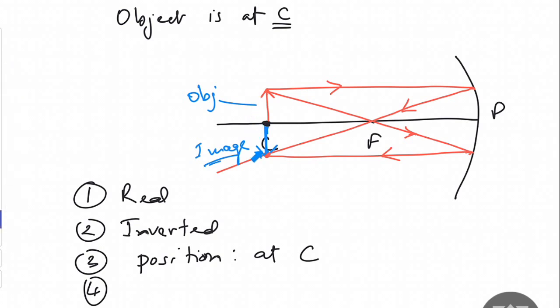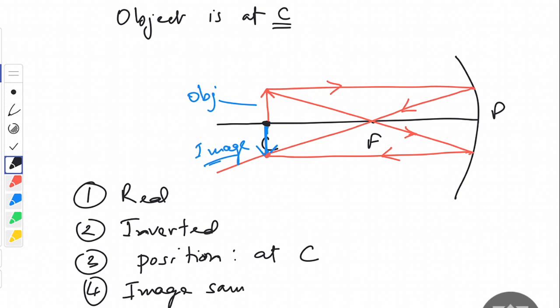And fourth, I have not proven it to you, but visually, what does the size look like? Both of them look like they have the same size. Later, when I give you the formulas, I'll show you that mathematically they are equal. So the image is neither enlarged nor diminished. We'll write: image same size as object. These are the 4 things.